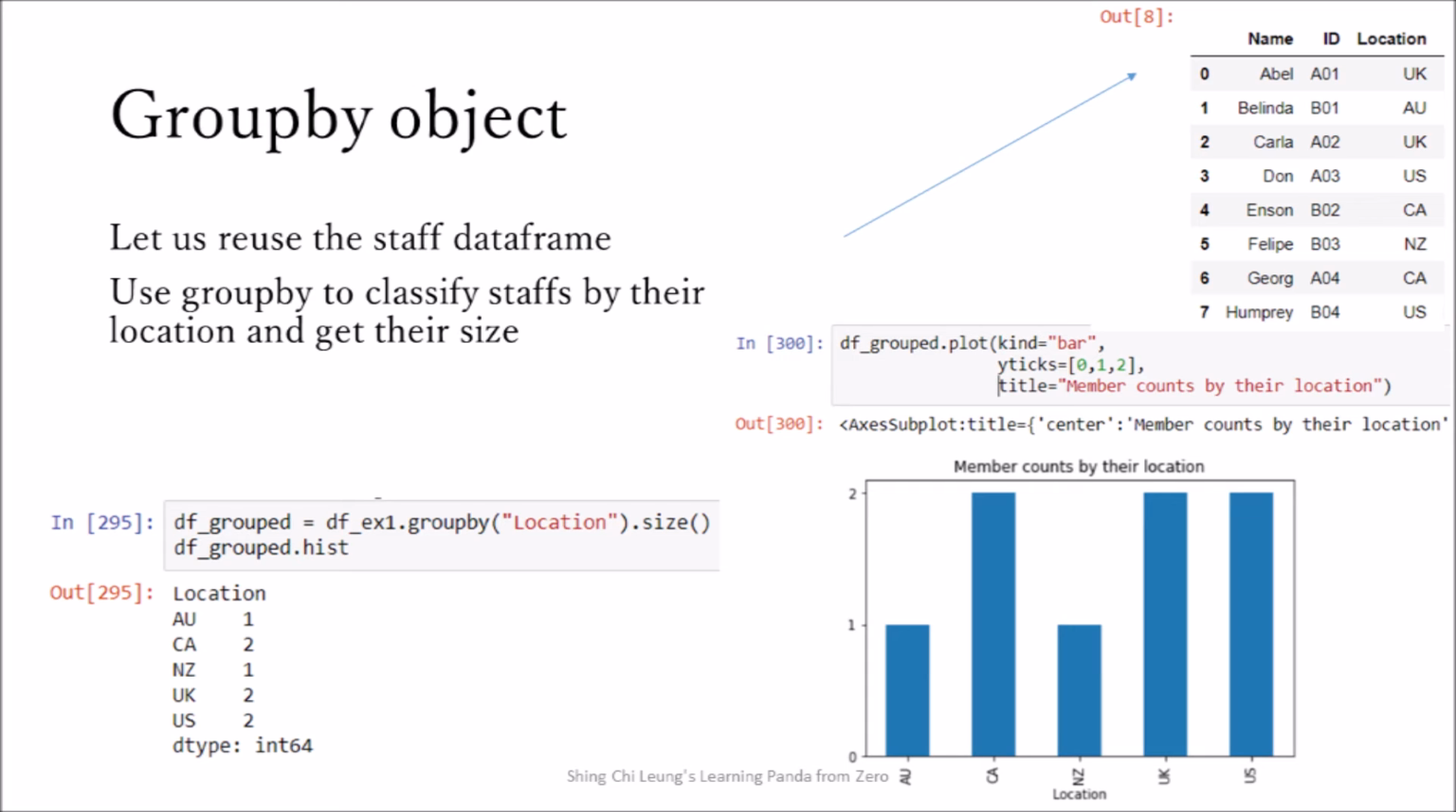This is a Pandas series object. Since this is a series object, we can directly visualize the data. Here we choose to plot it in a bar chart.